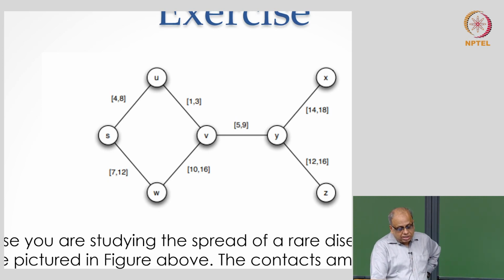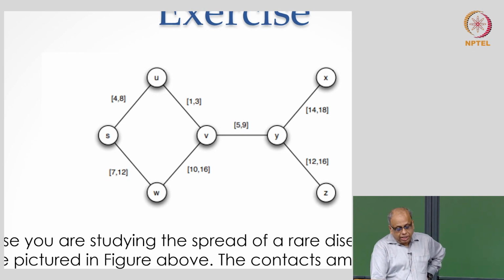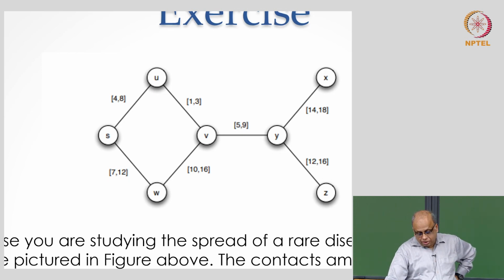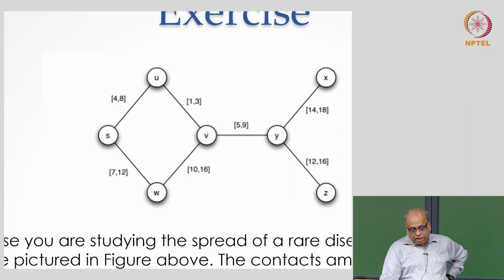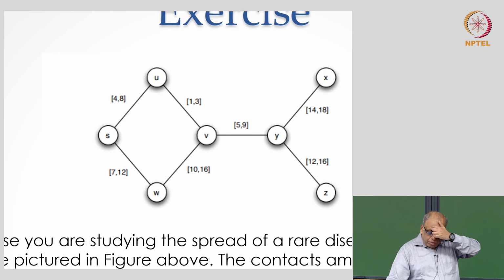So can S pass the disease to U? Yes. Good. Can it pass it to W? Okay. Can you pass it to Y? No. Very good. Can W pass it to V? Yes. Very good. Can V pass it to Y? Okay. So therefore, what happens in this case? So the disease gets restricted to this part of the population.